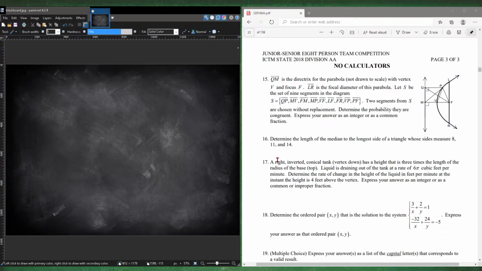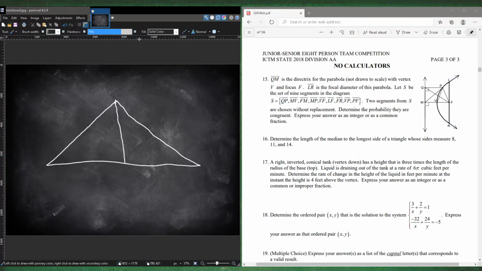Okay, question 16. Determine the length of the median to the longest side of a triangle whose sides measure 8, 11, and 14. So we have some kind of triangle, and we have a median. So basically a median cuts that triangle in half. So let me redraw that again.